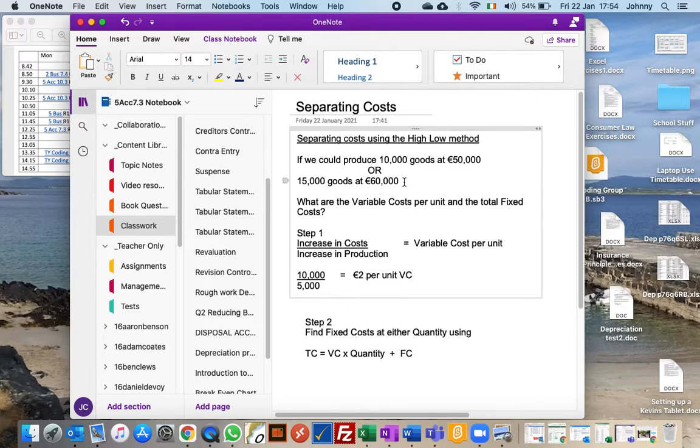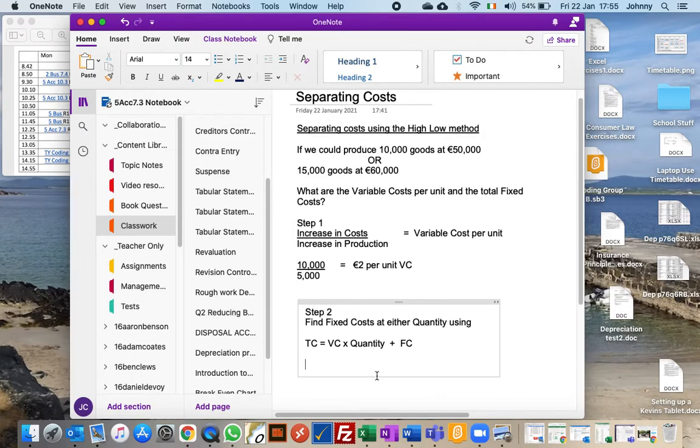So that means this cost must be a mixed cost, which means there must be a variable and a fixed element. So how do we separate the two? Well, the first thing we do is find the variable cost per unit, using this formula: the increase in cost divided by the increase in production. Our costs have gone up by 10 grand, from 50 to 60, when our production went up by 5,000 units. So the cost per unit is €2 per unit. We're then going to put that into the second formula down here to work out what our fixed costs are.